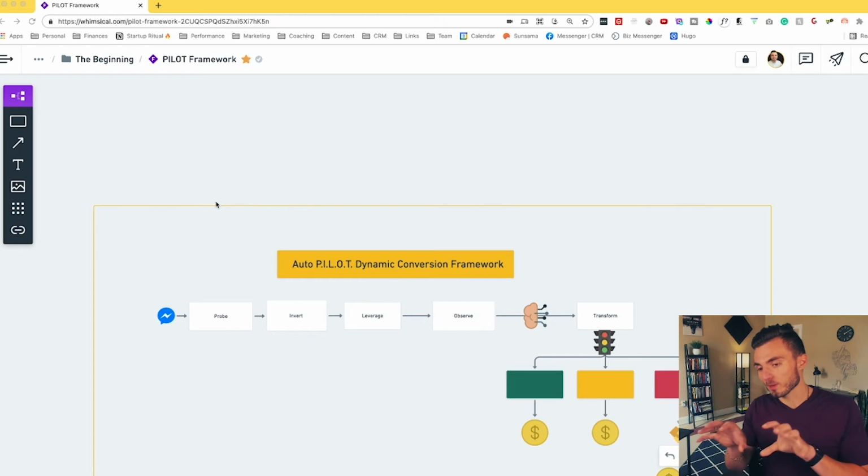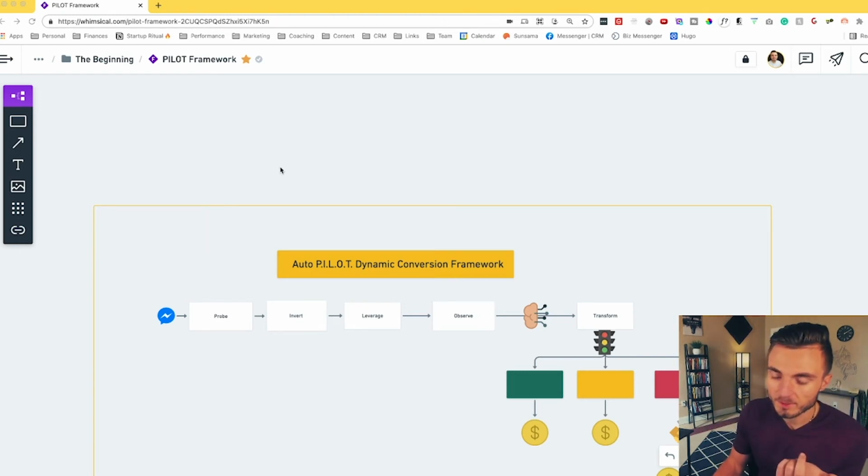What I have illustrated here may look a little bit more complex than what you see above, but in reality, it's not. It's only because it's unknown to you right now. But this is what I call my Autopilot dynamic conversion framework. The reason I call it my Autopilot dynamic conversion framework is because, as you can see here, there's a few elements that come into play in order to make this work. Starting with probe, invert, leverage, observe, and then transform. This is all done in a matter of 5 messages or less. This entire framework itself.